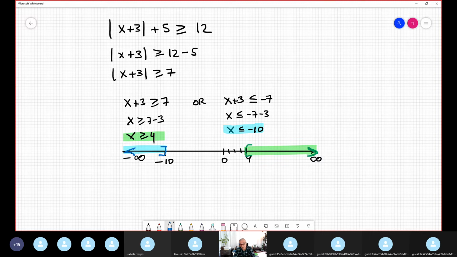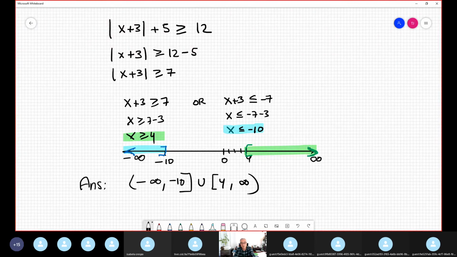This is not mandatory to do that. I like it, personally, but it's not mandatory. Basically, the answer I want in the test is negative infinity, comma negative 10 bracket, union bracket 4, comma infinity. Boom, final answer.